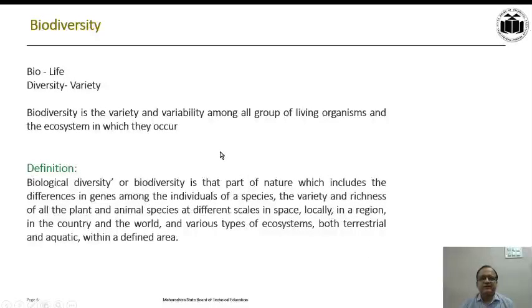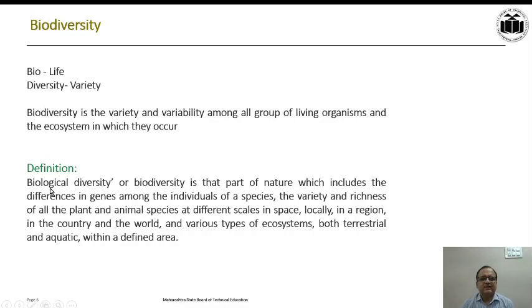Now we shall start with the definition of biodiversity. Bio means life and diversity means variety. So biodiversity is the variety and variability among all groups of living organisms and the ecosystem in which they occur.